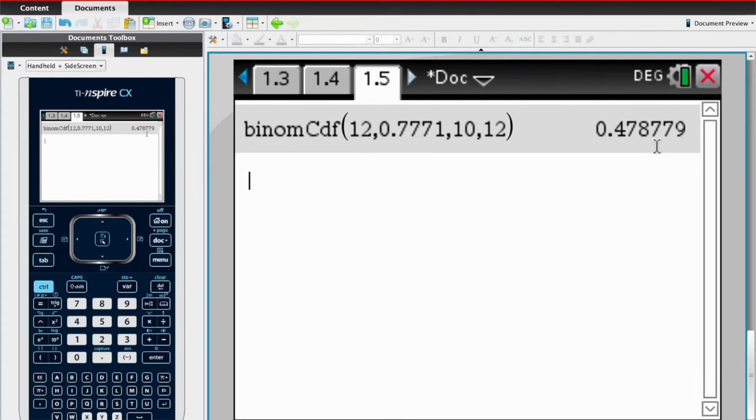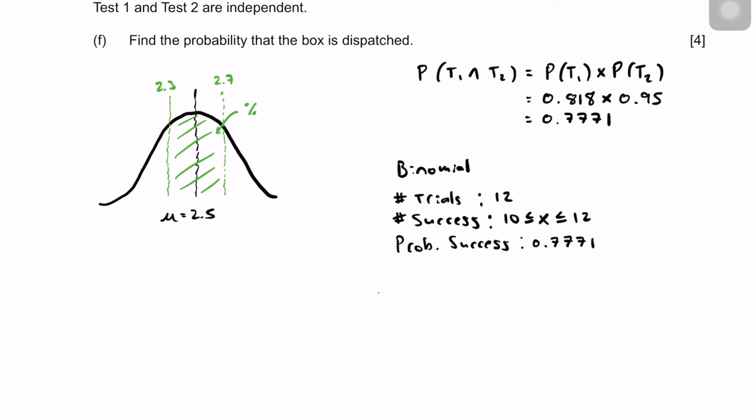So let's go ahead and write this out. So here we have binomial CDF. We have total number of trials, probability of success. We have number of successes, and then, of course, a lower and upper bound, so between 10 and 12. And the answer in the end is 0.478779, or I guess to 3 sig figs, this would be 47.9%. Okay.